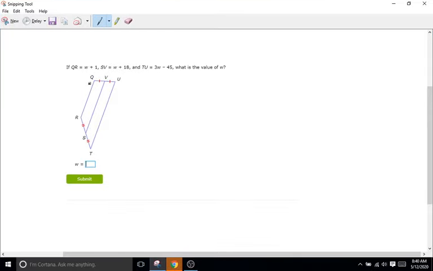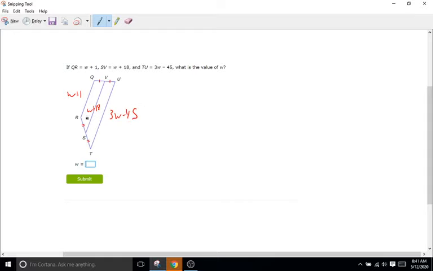Okay, so it says QR is W plus 1, and SV, so the mid section here, is going to be W plus 18. And TU is going to be 3W minus 45. What is the value of W? Okay, well, we know that SV is going to be halfway between W plus 1 and 3W minus 45. So it's going to be kind of the midpoint, right?